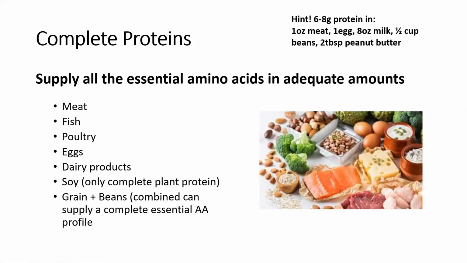We talked about earlier those hand-based measurements for your protein. 1 egg, 8 grams of protein. 1 ounce of meat, 8 grams of protein. Half a cup of beans, 8 grams of protein. 8 ounces of milk, 8 grams of protein. 2 tablespoons of peanut butter, 8 grams of protein. So if you're looking simply at the protein, you now have a nice general idea of how much you're consuming. So you can use this.